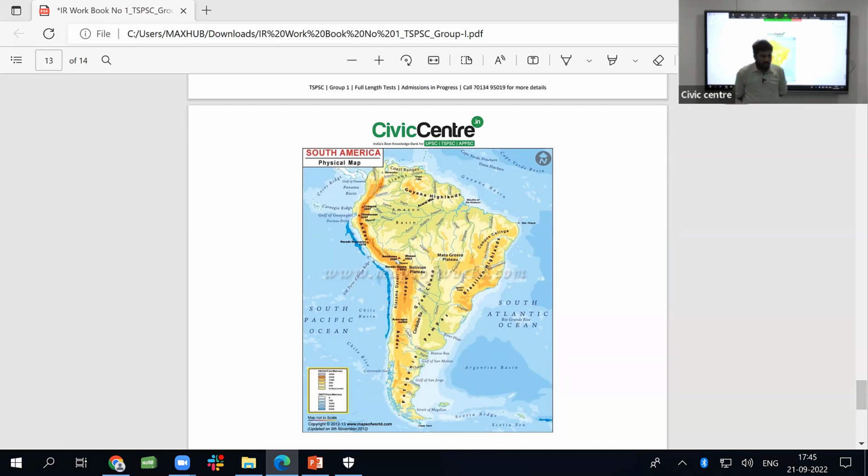Can you locate the Atacama Desert? Atacama, Patagonia. Patagonian Desert. Atacama is in Chile, Patagonia in Argentina. The Andes Mountains also run north to south like the Rocky Mountains. This Patagonia Desert is located in the rain shadow region of the Andes Mountains in Argentina.